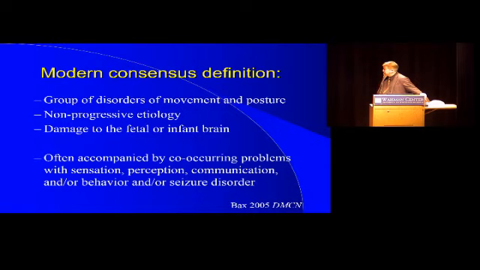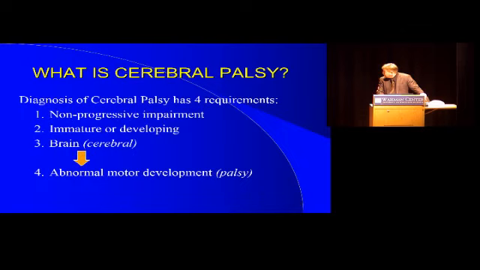But cerebral palsy is defined by the motor changes, but is inclusive of any kind of issue that could stem from a change in the brain. So these are the four little pieces of that diagnosis: a non-progressive impairment, an immature developing brain, which is the cerebral part of the definition, and then palsy is abnormal motor development or some challenge to motor development.